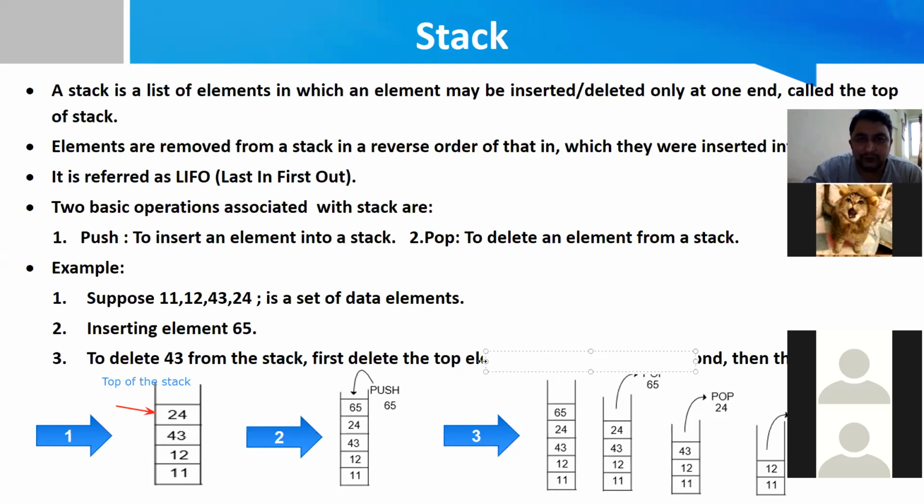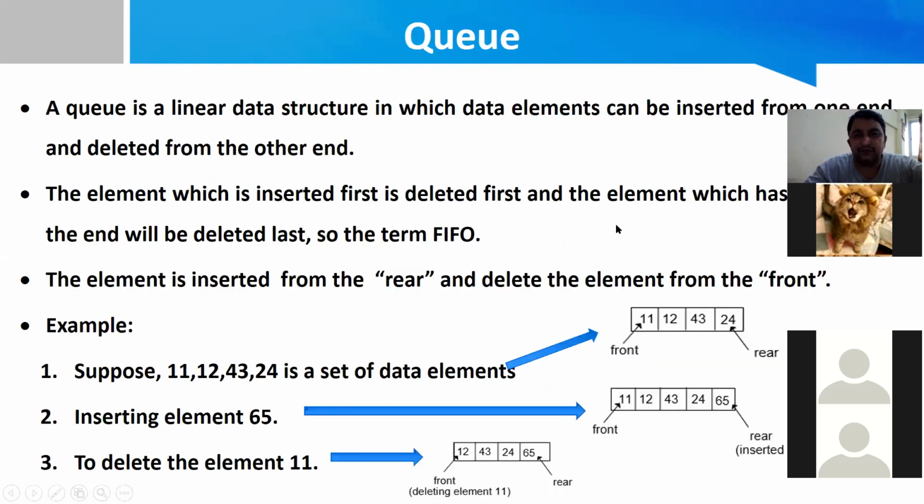Same way in queue, the explanation of queue will be given 1 mark, the diagrams for the operations will be given 1 mark, and the types of operations that you mention will be for half mark. Half mark and half mark will be divided, so totally 2 marks will be given, right? So a queue is again a linear data structure.